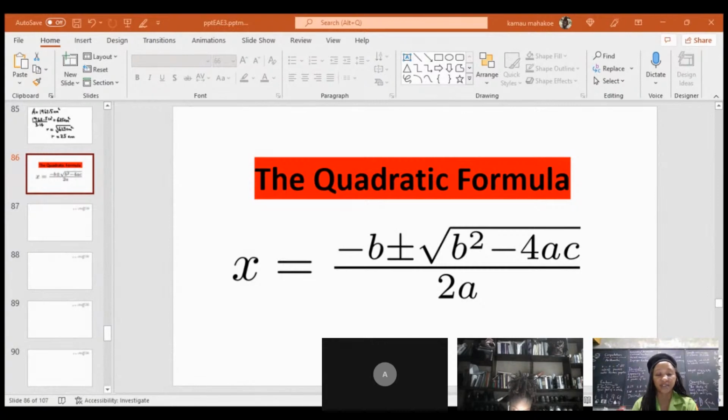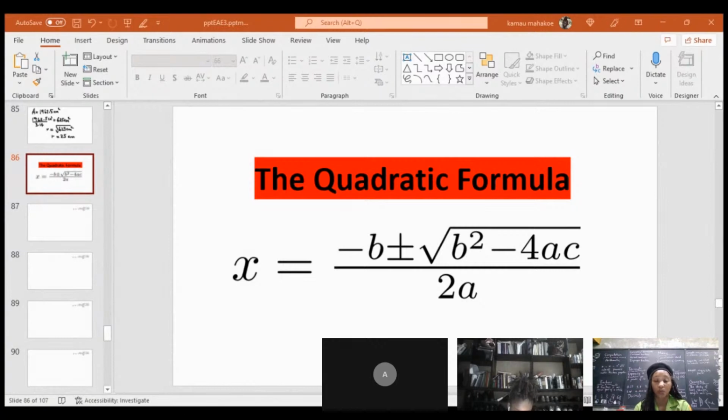Here we go. So the quadratic formula, you're looking at it right now. To find the solutions, remember the quadratic function normally produces two solutions. What we have to do is to plug in a, b, and c into this equation. So x is equal to negative b plus or minus the square root of b squared minus 4ac all over 2a.